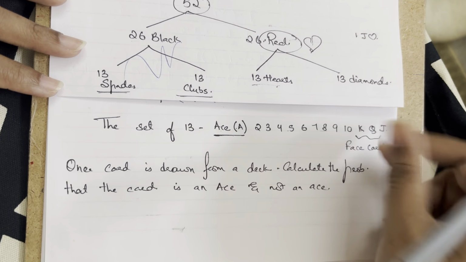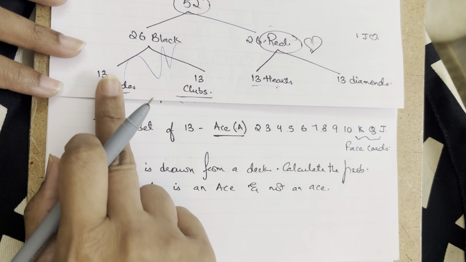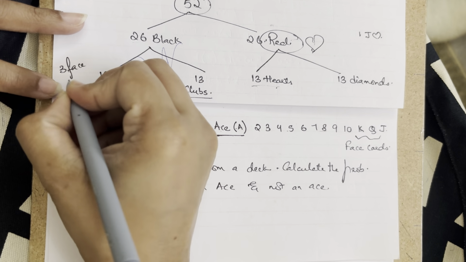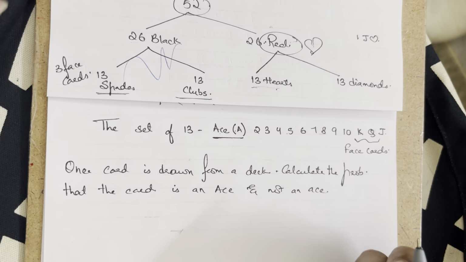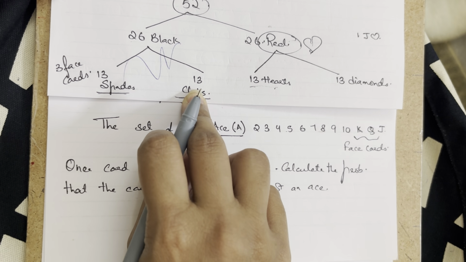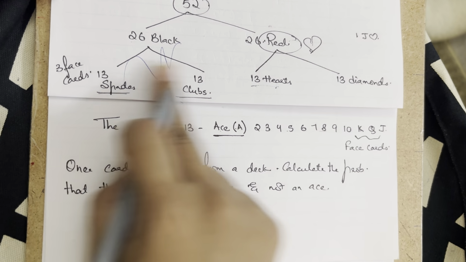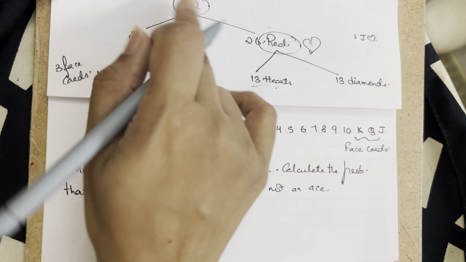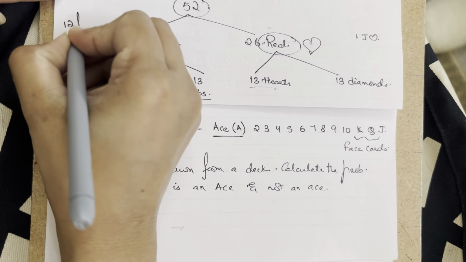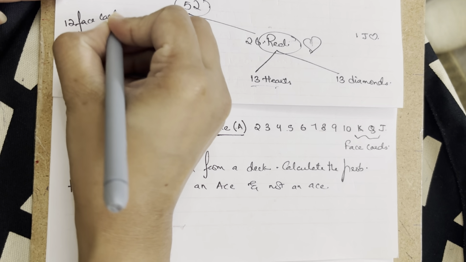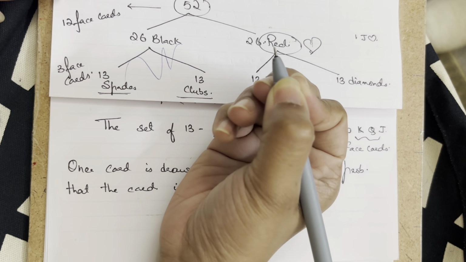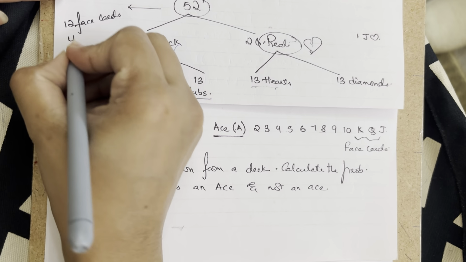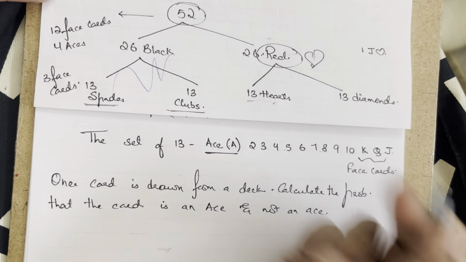So in one set, there are 3 face cards. In one set of 13, how many face cards are there? There are 3 face cards. Likewise, there are 3 face cards in here, 3 in here, 3 in here. So the total number of face cards in the set of 52 is 12. In 52, we have 12 face cards. We have 1 ace, 2 ace, 3 ace, 4 ace. So we have 4 aces in the total set of 52.